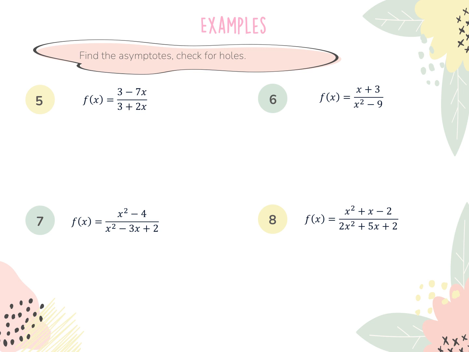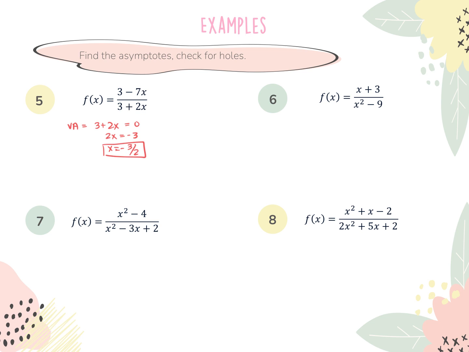And so now we're on to our last page, and again, we're going to continue to do the same things. This first one doesn't need to be factored. Everything is already fine, so there are no holes. The vertical asymptote, again, is going to come from 3 plus 2x equals 0. I have to figure out what value makes the denominator equal to 0, and I get x is negative 3 over 2. So the equation x equals negative 3 over 2 is my vertical asymptote.